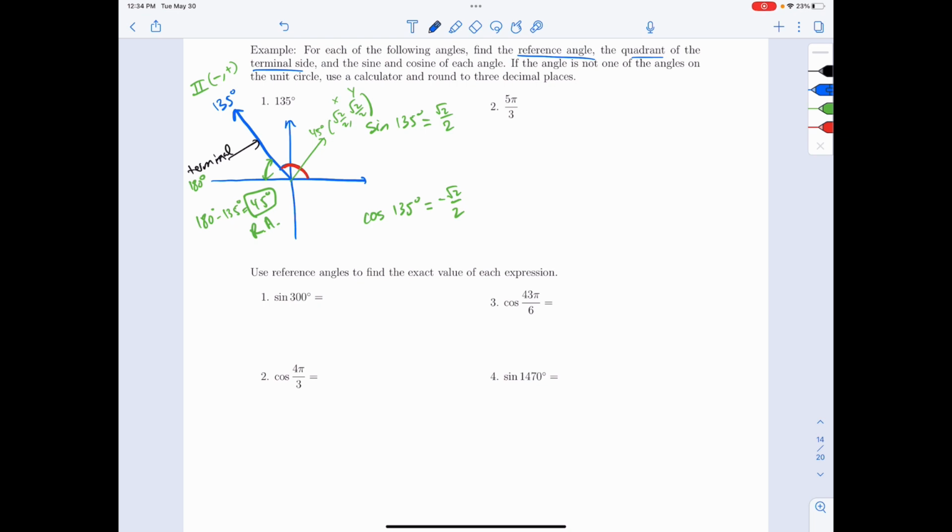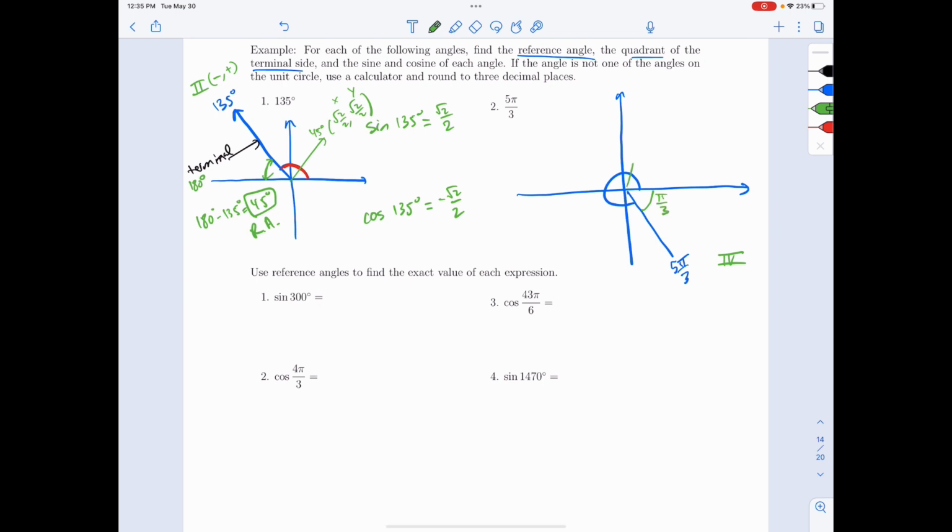All right, the second one, 5 pi over 3. I'm going to do this in much the same way. The difference here is that we're in radians, and 5 pi over 3 is down here. Let's just say that that's quadrant 4 to answer that first part. The reference angle is this, and that's pi over 3.